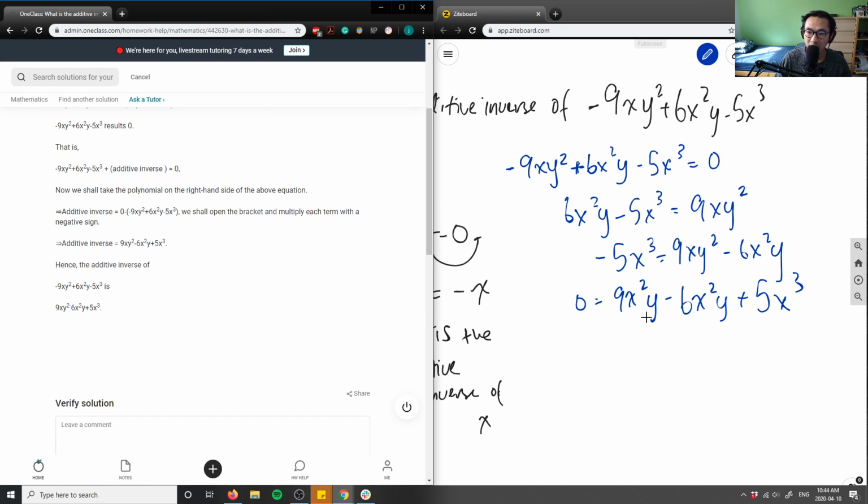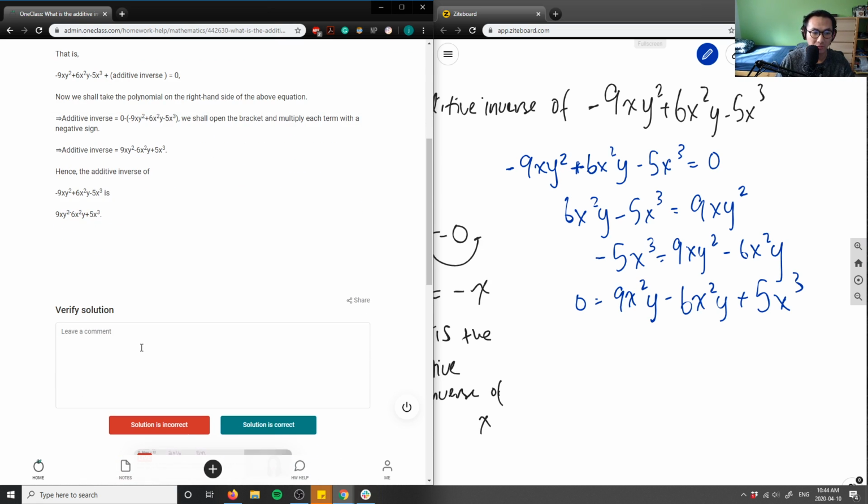So let's check our answer. 9xy squared minus 6x squared y plus 5x cubed. My solution matches this one. I like this one, but they didn't really break it down into, they did 0 minus, and then they put a bracket around the entire polynomial, which is also a valid answer here. So this works as well because they're subtracting the entire polynomial. I chose to break it down in steps. They did kind of one step together. Perfectly fine. This is a great solution. And this is a great, perfect solution. Great step by step.